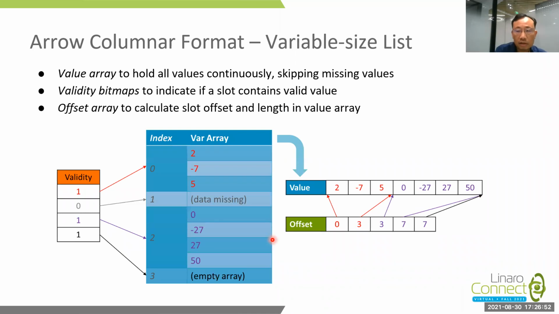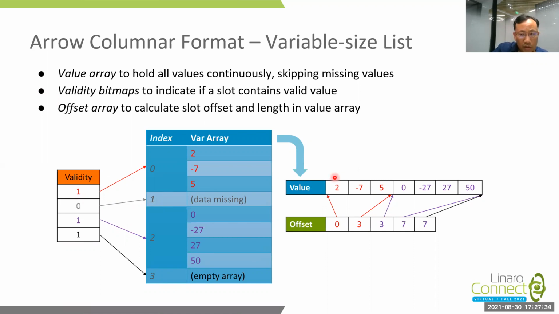Now for variable size. Variable size is a bit more complicated. For this example, we have 4 elements. The first element is a subarray with 3 integers. The second element is missing. The third element is also an integer array, but with 4 elements. And the fourth element is an empty array. First, the validity bitmap. This is simple. We have 4 elements, the second element is missing, so 1, 0, 1, 1. The value buffer is a bit interesting.